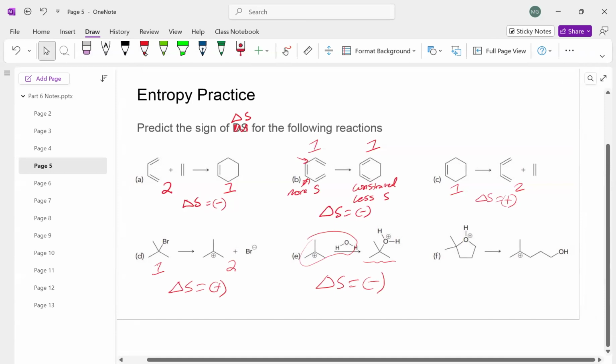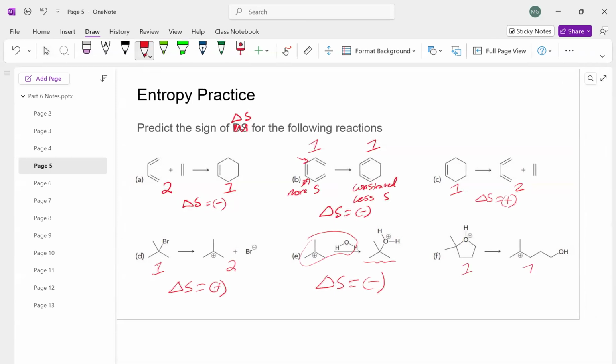And in F, very similar to B, there's only one reactant, one product. But what's the difference between them? Well, the reactant for F is in a ring. That's highly constrained, not a lot of freedom to move around. And then throughout this reaction, the ring opens up, and now there's a lot more freedom for all of those single bonds to rotate completely. So that is an increase in entropy.